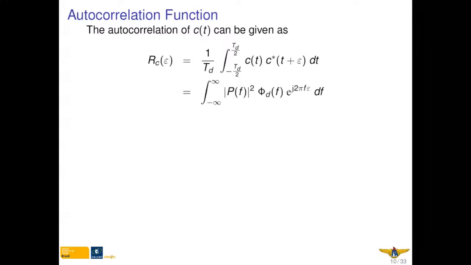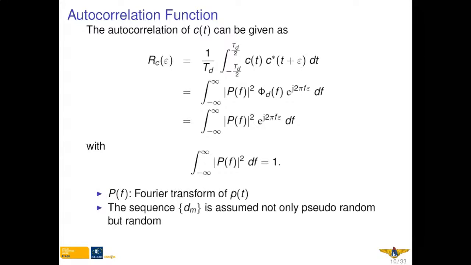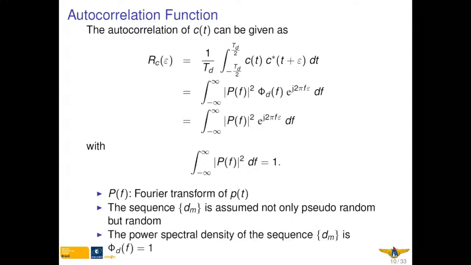If the sequence is not only pseudo-random but random, then we end up with this formulation, where the autocorrelation function of the code or the spreading sequence is only dependent on the power spectral density of the chip pulse shape. We have assumed here that the chip pulse shape is normalized to 1. P(f) is the Fourier transform of the chip pulse shape. The sequence is assumed not only pseudo-random but random, and then the power spectral density is equal to 1. This will be important for the time delay estimation, which we will discuss later in this part.